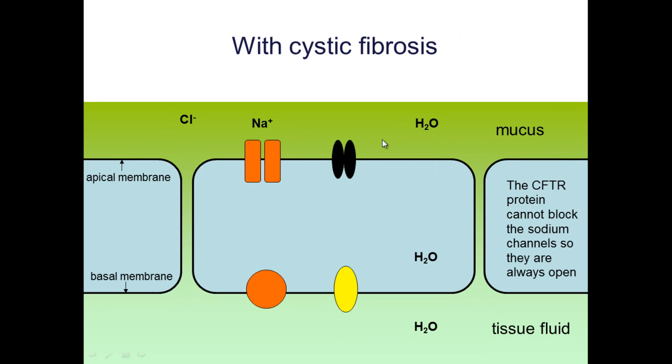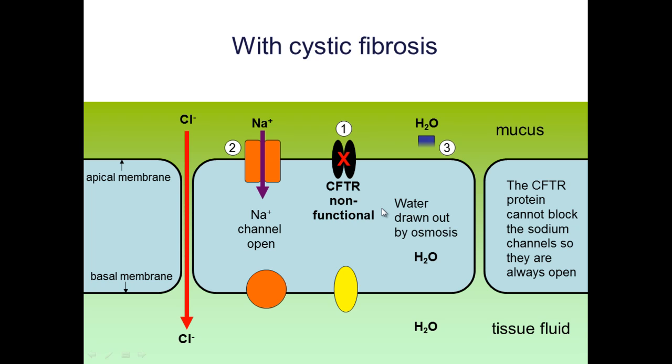Now, if somebody is suffering from cystic fibrosis, this CFTR channel or protein doesn't work anymore, so they cannot regulate or move the chloride ions from within the cell to the outside, and this has a knock-on effect on the mucus. The sodium ion channel still works, so it still pumps sodium ions inside the cell. Because the chloride ions cannot move out of the cell, the inside of the cell has a more negative water potential, so water moves from the mucus into the cell, and that makes the mucus very thick and sticky.